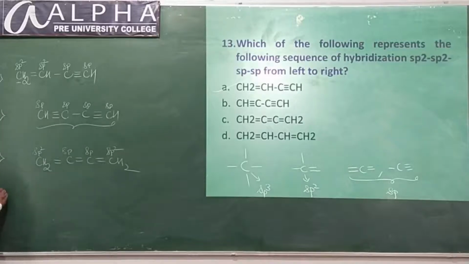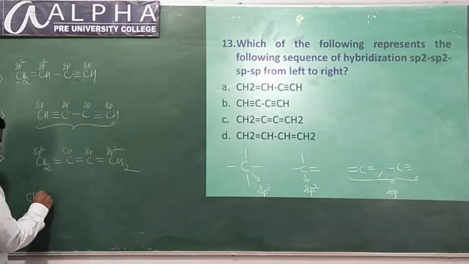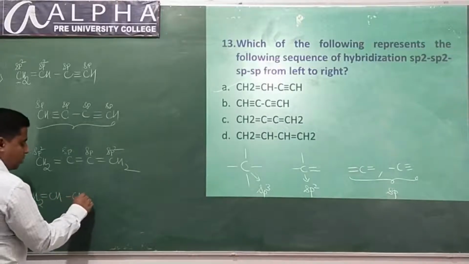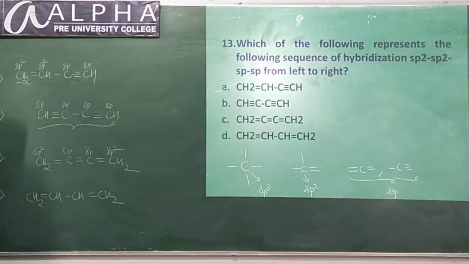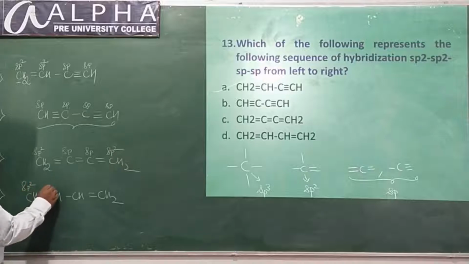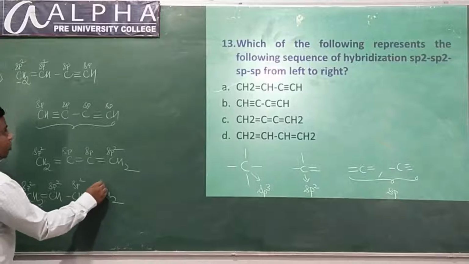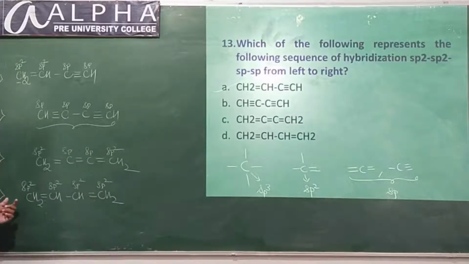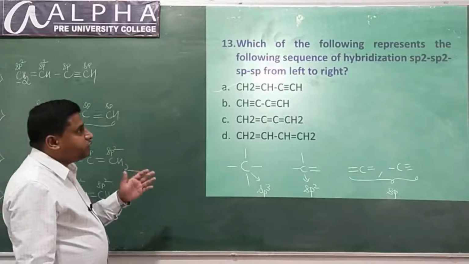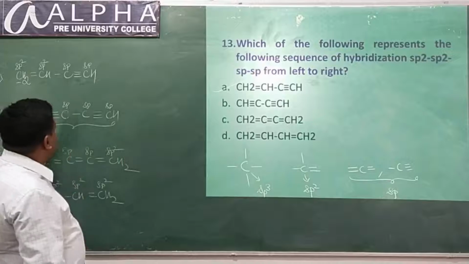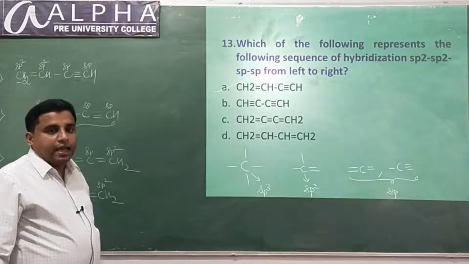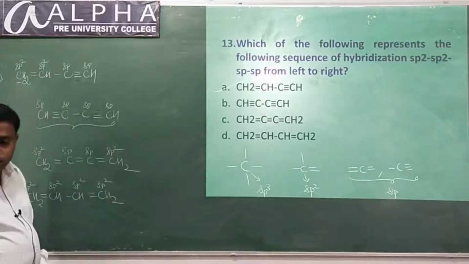And if I go with the last option, CH2 double bond CH, single bond, CH double bond CH2. Observe here, each carbon has one double bond, so sp2 for all four. So here all the carbon atoms are sp2 hybridized. The given sequence is sp2, sp2, sp, sp from left to right. Therefore, the correct answer is option A. Simple, very simple.